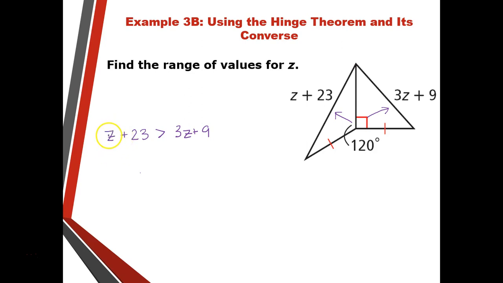Subtract the z from both sides. We'll get 2z on this side. Subtract 9 from both sides of the inequality, and we get 14 on this side of the inequality. Now divide both sides by 2. We get 7 is greater than z. Or we can flip this inequality around and say z is less than 7. And that is our solution. z must be less than 7.